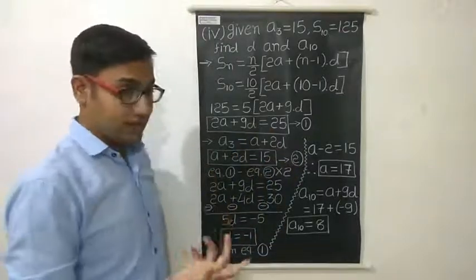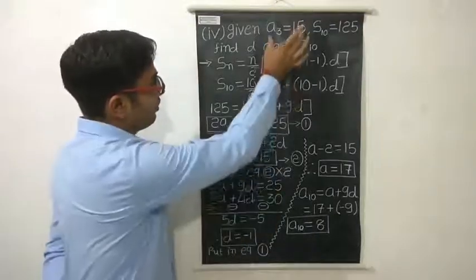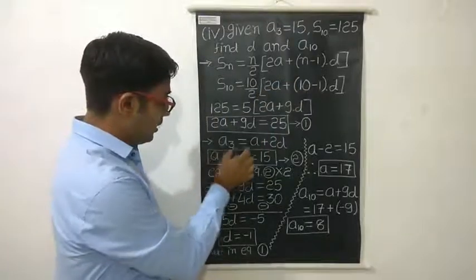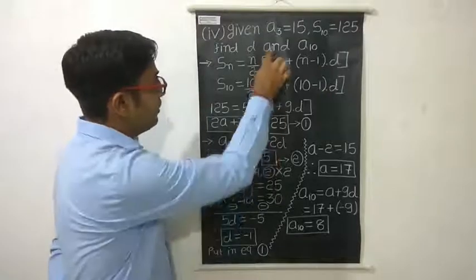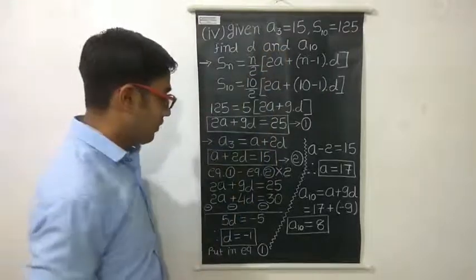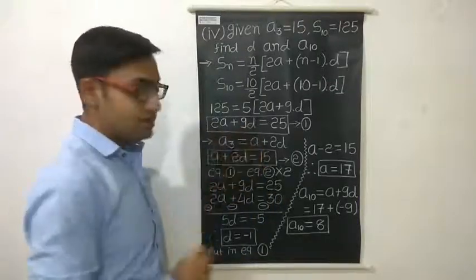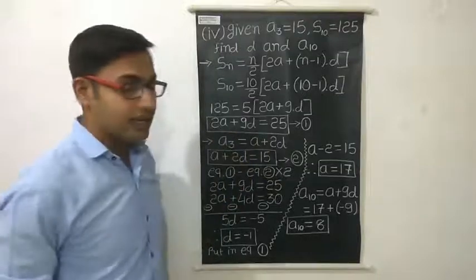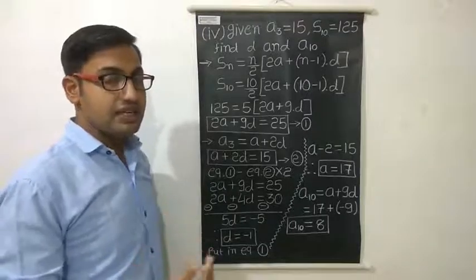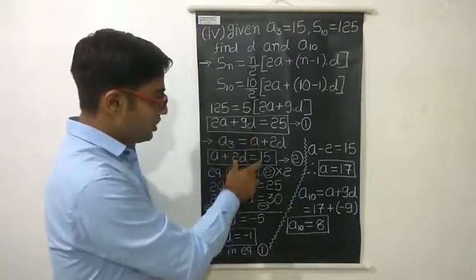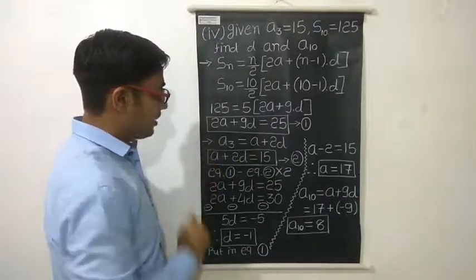Because two variables are there, we do not have the value of either a or d. Now, whatever we have given for a3, we can write a3 is equal to a plus 2d. And a plus 2d is equal to 15, because the value of a3 is 15. Call it equation number 2. Now we have two equations and two variables a and d. So equation number 1 and 2 make a pair of linear equations in two variables. We can solve both these equations by the elimination method. Now we want to eliminate the variable a.